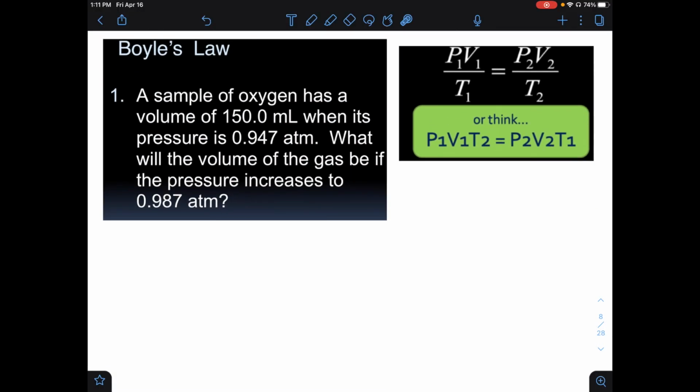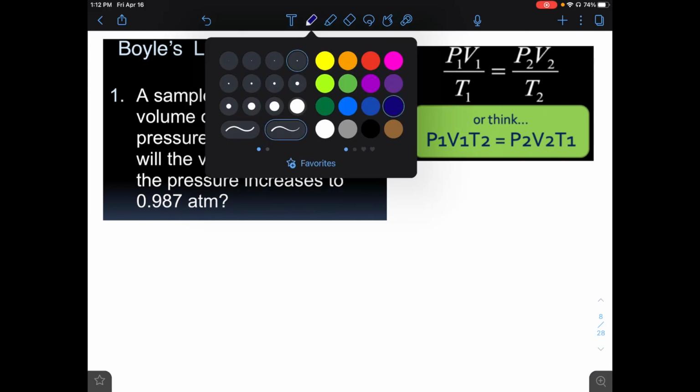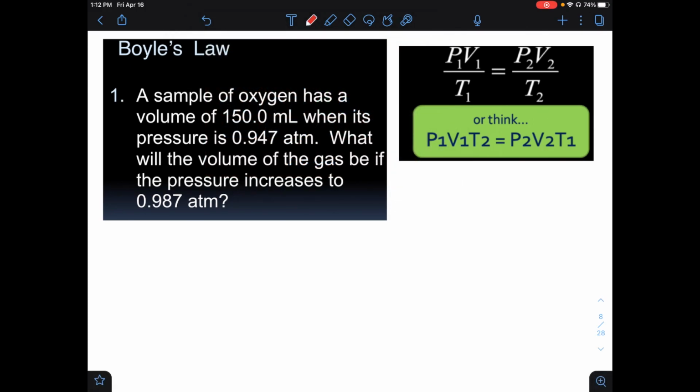So let's go ahead and get started at a problem here. Here is Boyle's law, and as you read through Boyle's law, it will tell you a relationship between volume and pressure. So if we look at the combined gas law, it has volume, temperature, and pressure. So all we do is start collecting our data.